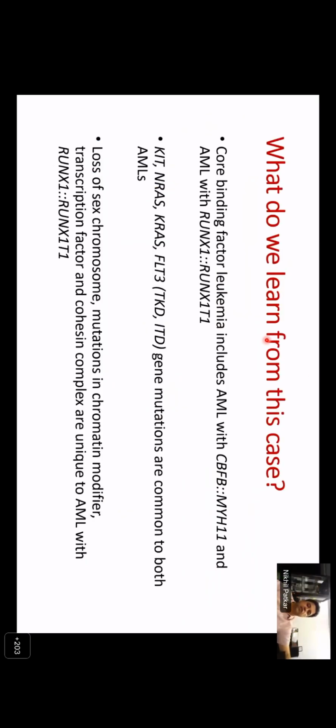Okay, so what we learn from this case is that core binding factor leukemia includes AML with CBFB-MYH11 and AML with RUNX1 and RUNX1T1. KIT, RAS, NRAS, KRAS, and FLT3, both TKD as well as ITD, are common to both AMLs. Loss of sex chromosomes such as X and Y, and mutations in chromatin modifiers, transcription factors, and cohesin complex, on the other hand, are unique to AML with RUNX1 and RUNX1T1.